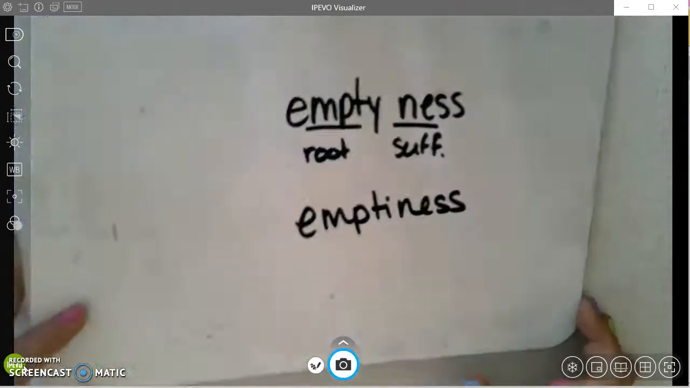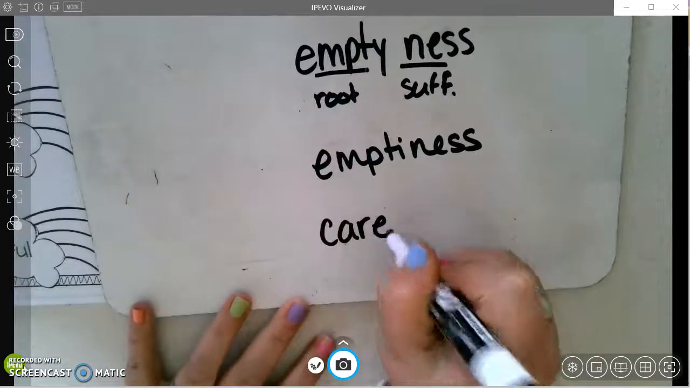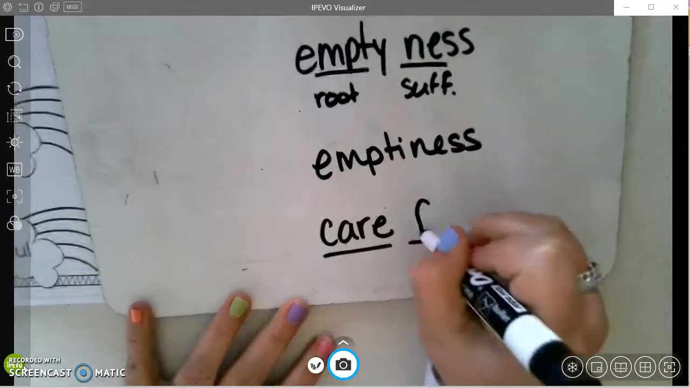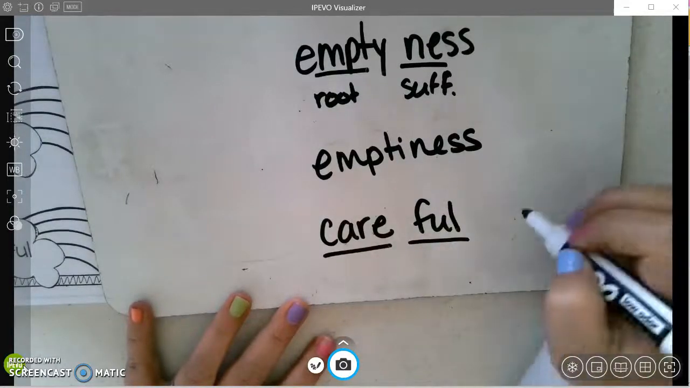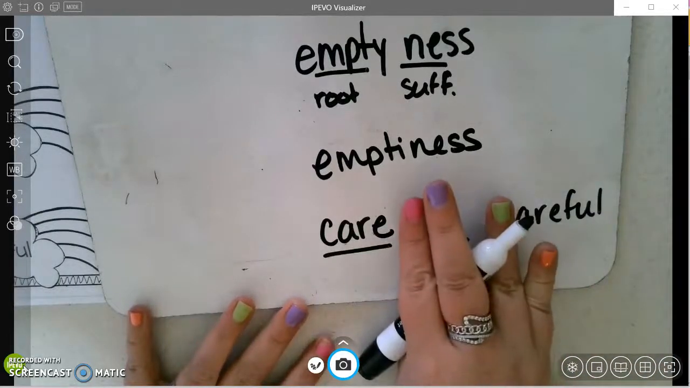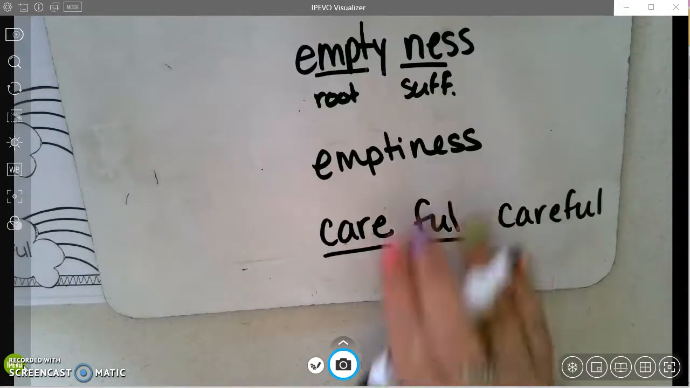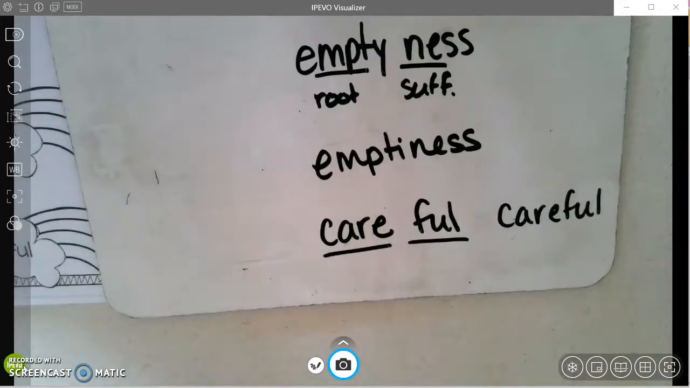We could also look at if I had the root word care and I add the suffix full. So my word would be careful. Care, take care of your toys, take care of the dog, take care of the cat. But careful, use caution. Be careful riding your bike. Be careful walking up the hill. Be careful running with, don't ever run with scissors. Be careful cutting with scissors. Horrible example. What is wrong with me?